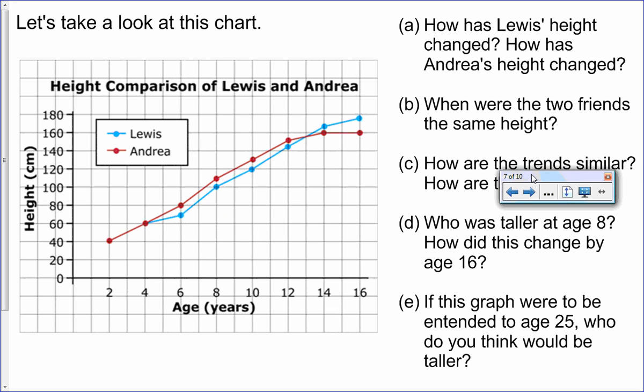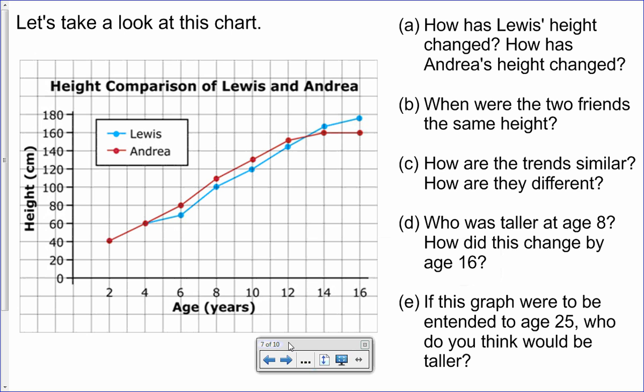Now let's take a look at this chart. This chart shows us the height comparison of Lewis and Andrea, Lewis being represented by the blue line and Andrea being represented by the red line. Question A says, how has Lewis' height changed? How has Andrea's height changed? Well, if we look at Lewis' line, his height has steadily increased, while Andrea's has also increased, but starting at the age of 14, it appears to have leveled off, and she's not growing anymore.